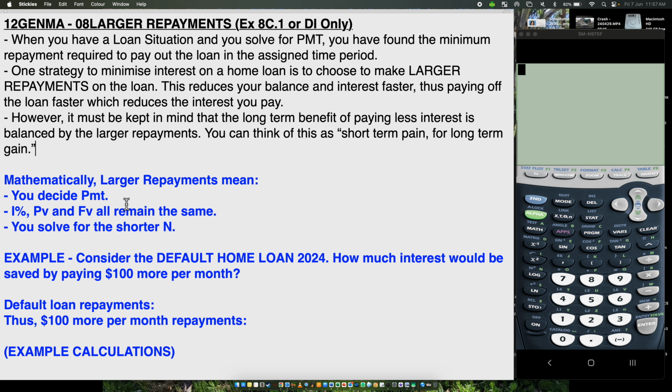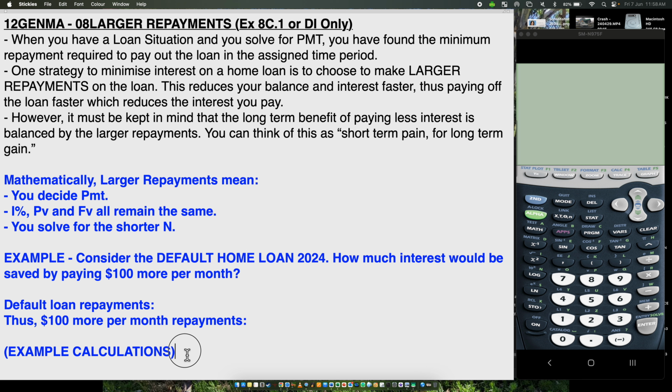Mathematically, what does it mean? You decide what your PMT is. The interest rate, the principal, and the final value all remain the same. All that happens is if you're choosing to pay more every month, the time it takes to pay off the loan is going to be less. So you solve for n and it's going to be shorter.